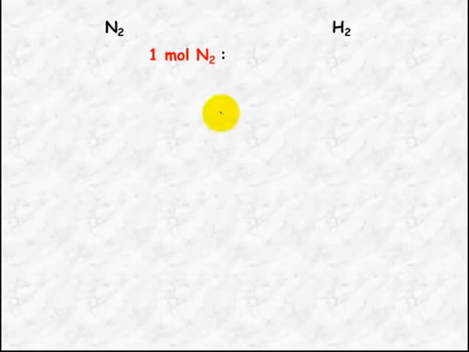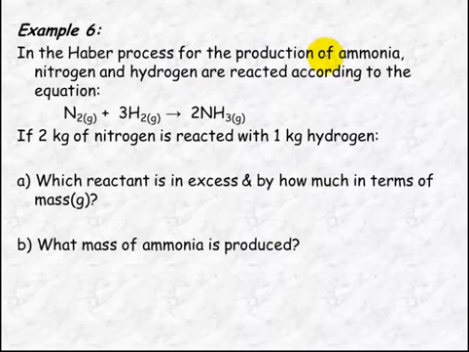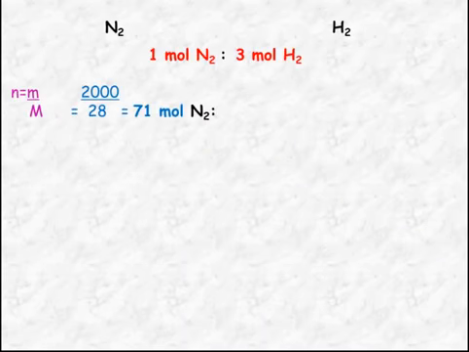So nitrogen. I know my mole ratio is 1 mole of nitrogen makes 3 moles of hydrogen, and I know that from my chemical reaction. 1 mole of nitrogen will react with 3 moles of hydrogen. So that's my mole ratio. I then work out the number of moles, just like I would in any other equation. 71 moles of nitrogen are made.